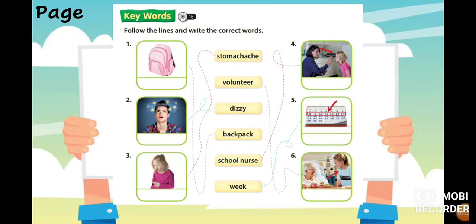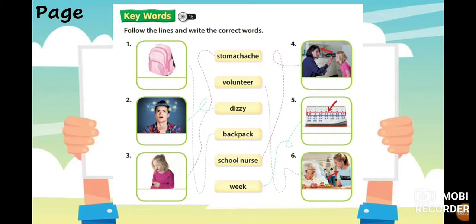And number five, from Monday to Sunday, this is a week, exactly. And number six, this is a girl that is helping an old woman in a hospital. She's a volunteer. Exactly. So let's see. Number one, backpack. Number two, dizzy. Number three, stomachache. Number four, school nurse. Number five, week. And number six, the last one, volunteer.